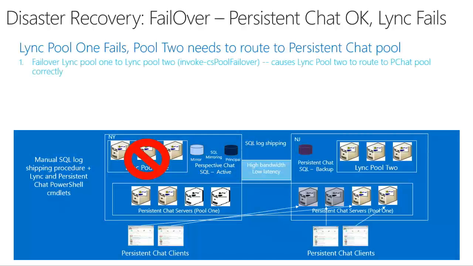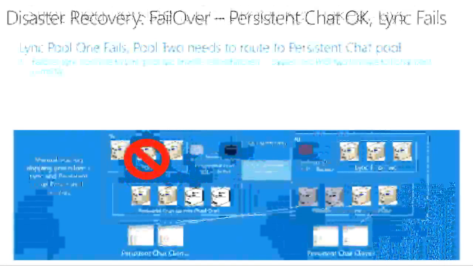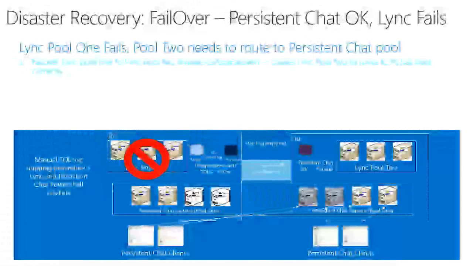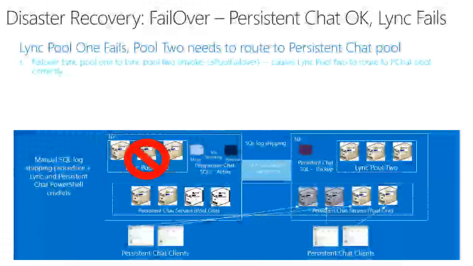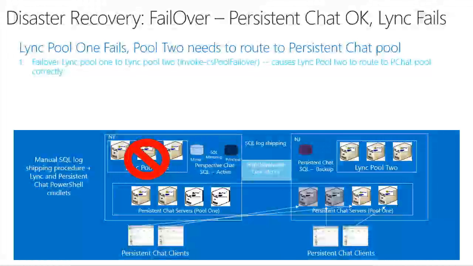Another scenario is where the Lync pool fails, but pchat is okay. In the same fashion, because this pool failed, the active pchat servers here connect to the new pool, or the new location where the Lync pool is still active. Basically, also because of the geolocation of this pool altogether.